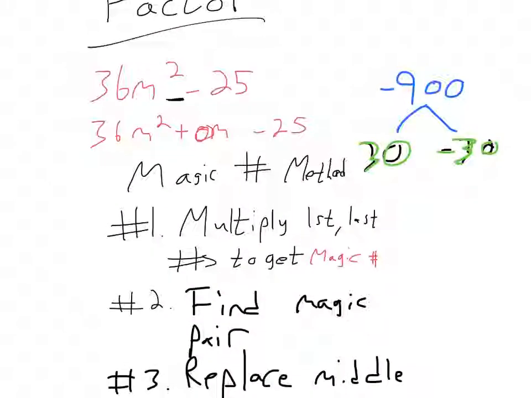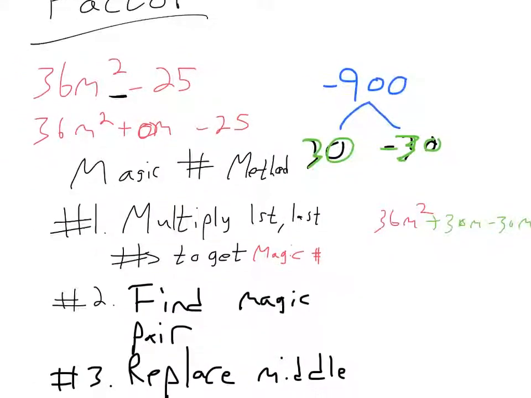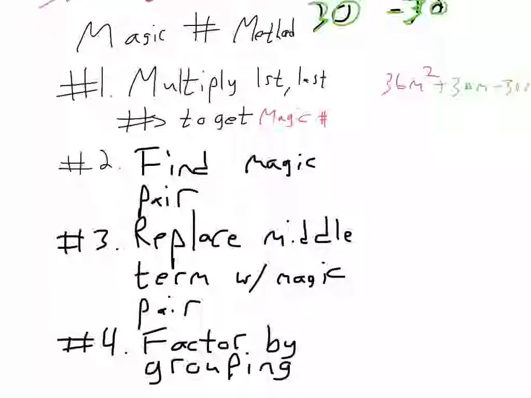Step 3 says replace the middle term with the magic pair. So back up here. Now that we've rewritten it, it was 36m squared subtract 25, but we rewrote it. It's 36m squared plus 0m. That just stands for 0, so that's really nothing right there. Looking at this, we're supposed to replace this middle term with this magic pair. So here's what it looks like. That's what it looks like when you replace that middle term. This and this, notice they're the same thing, because 30m subtract 30m makes 0m, and that's what we started with. So we've done step 3. We replaced the middle term with our magic pair, 30m and negative 30m. So we've done the replacement.